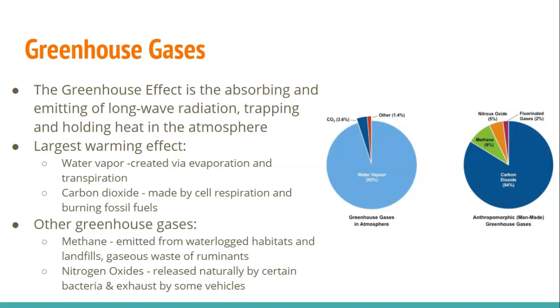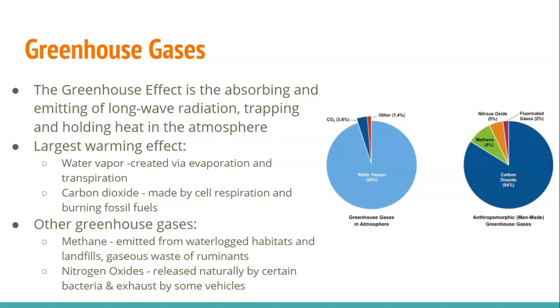Carbon dioxide, I think we've talked enough about this, but you get a lot of CO2 in the atmosphere by cell respiration and burning fossil fuels. And plants are able to remove carbon dioxide from the atmosphere because they need it for photosynthesis. The two other ones, while still greenhouse gases, are not the largest warming effect. These are still important to know, but if asked what are the two most compromising gases in our atmosphere that lead to global warming, the answer would be water vapor and carbon dioxide.